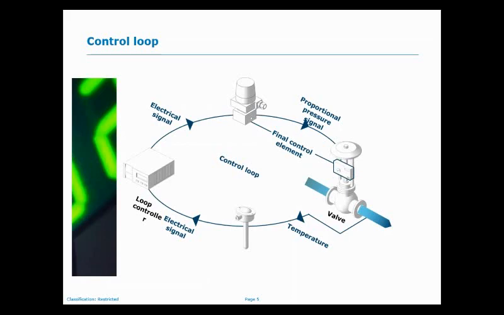This proportional pressure signal is being given to the valve. When you say proportional pressure signal, for example, if the temperature is higher by 10%, you have to lower the furnace temperature by 3% to compensate for the higher temperature. So that particular difference is being converted to a pressure signal and is being given to this valve.